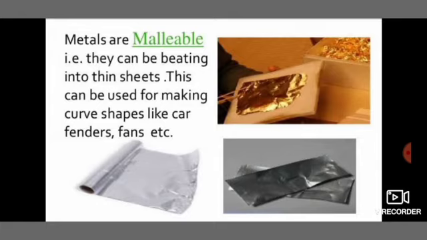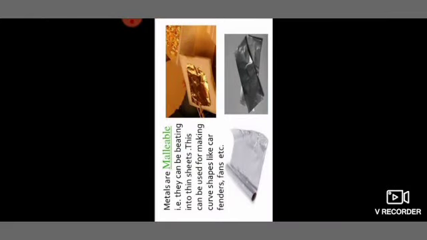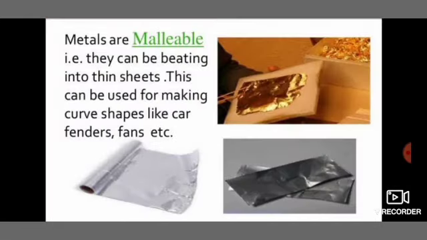Next, third point, metals are malleable. That is, we are able to make it into thin sheet. We can beat them into thin sheet. We can flatten it into thin sheet. We all are familiar with thin sheet of aluminium, which we call aluminium foil. We are using it for various useful purposes because it is strong enough.